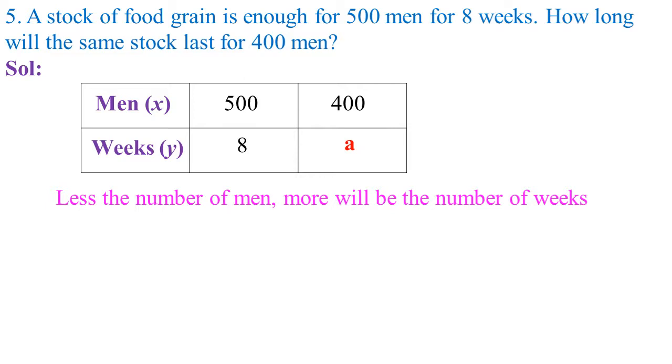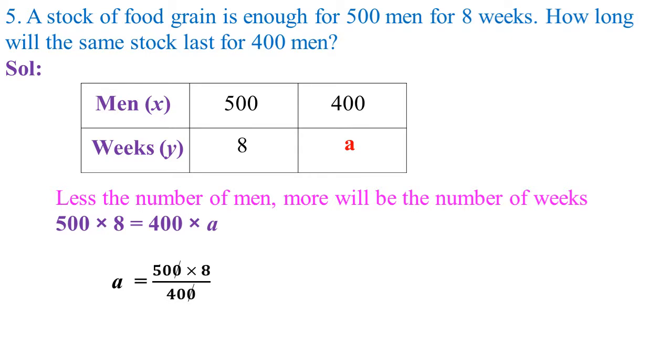The fewer the men, the more the weeks. So it is in inverse proportion. 500 into 8 equals 400 into A. We should find the A value. So A equals 500 into 8 by 400.